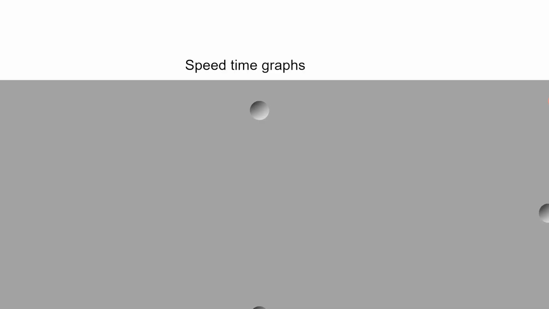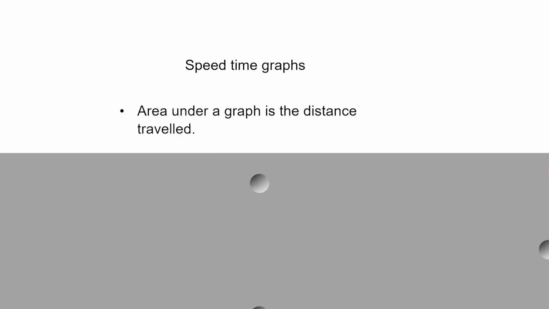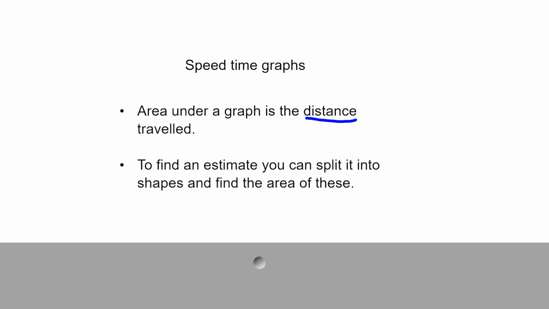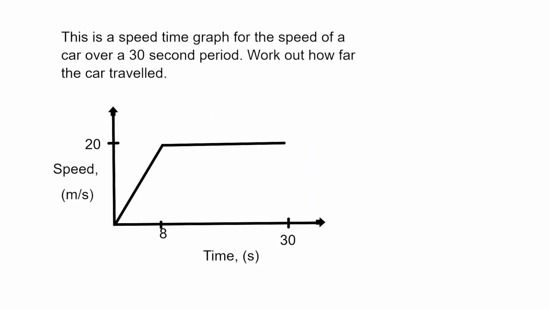In this video, we're going to be looking at estimating the area under a speed time graph. Now, this area under a speed time graph actually is equivalent to the distance traveled. And to estimate this, we're going to split up the graph into shapes and then work out the area of these shapes.